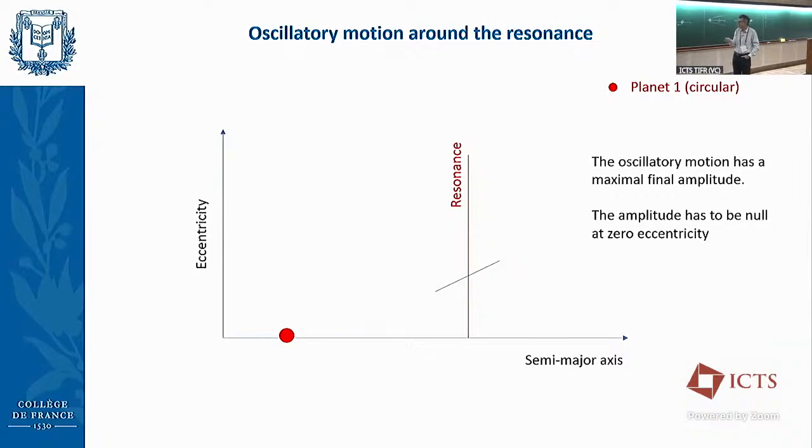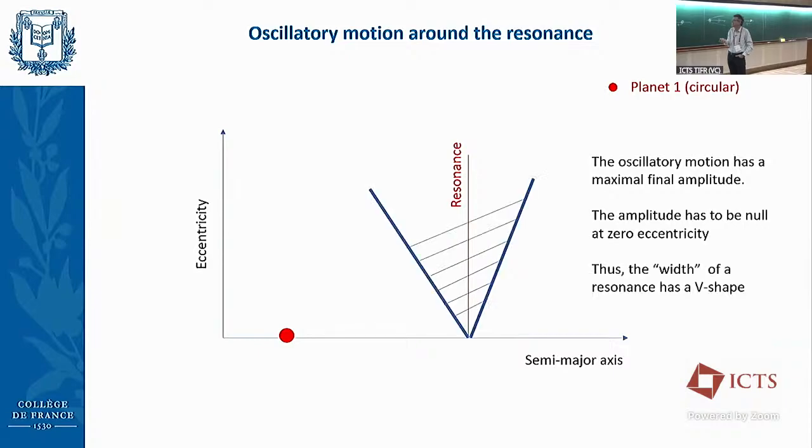So we can heuristically, qualitatively understand that the region of space concerned by a resonance has to have a width which has more or less a V shape. So a resonance is thin at low eccentricity and it's wide at large eccentricity. And this is true for all resonances. It's not exactly a V with straight borders and so on, but it's always bigger at larger eccentricity than at lower eccentricity. So this is my very first heuristic description of how a resonance is.